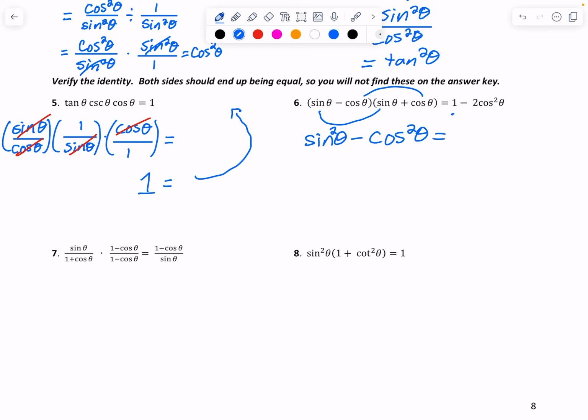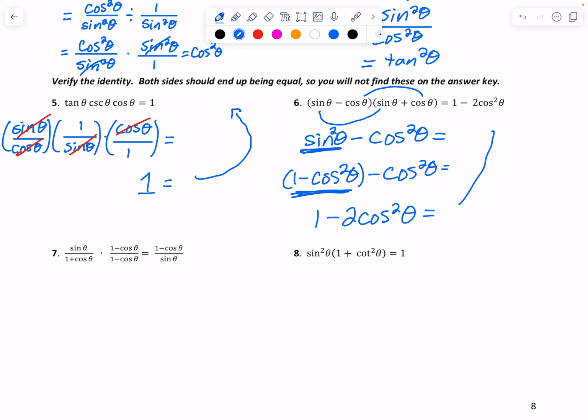And we're still trying to match this side, so I need to get things in terms of cosine. So I'm going to replace my sine squared here with a 1 minus cosine squared theta, minus cosine squared. I only used parentheses here to show you that this sine squared theta is the exact same thing as that 1 minus cosine squared. Okay, I take this one more step further. I have 2 of those, and they're minus, so I get negative 2 of them. And that's the right side.